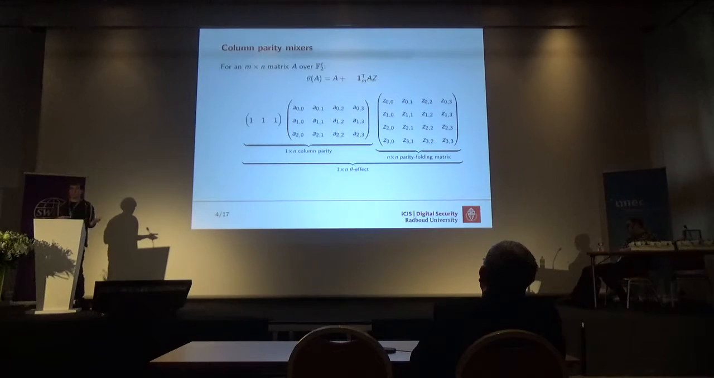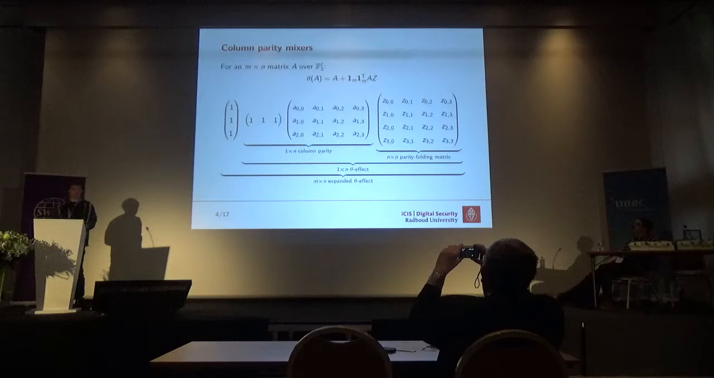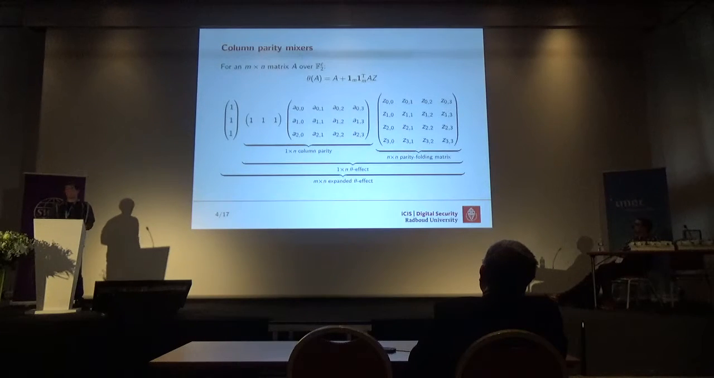And then of course we get a 1 by n vector, but we still need to stretch it back to the original dimensions of the matrix. And we do that by appending a column vector of all ones. And we call this the expanded theta effect. And then we can add this back to the original state. And that is then the definition of our column parity mixer, which is how we call these mixing layers. And of course these two vectors just form the rank-1 matrix, n by n, in front. So this is then the final expression that we have.